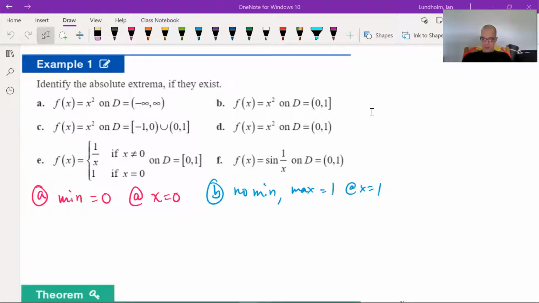at x equals 1. And I guess for part A, I never said anything about a max, but that parabola is just going to go on forever. So it doesn't have an absolute maximum. It would just go off to infinity. And so we wouldn't name a maximum there. Okay, moving on, part C.